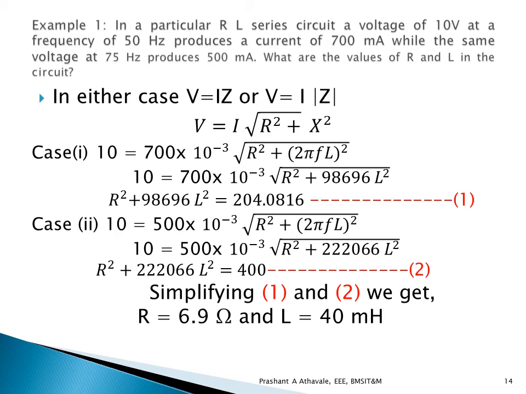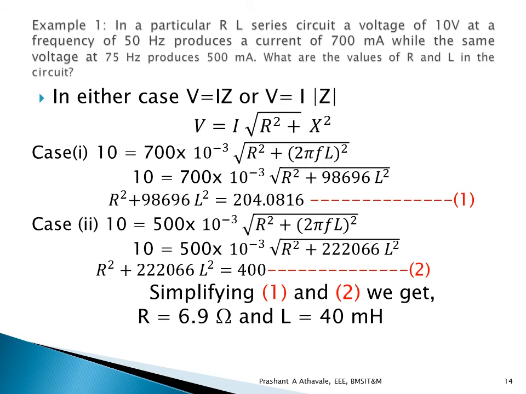And as per Ohm's law, I is equal to V by magnitude of Z. So for the first case, magnitude of the impedance is less, therefore current is 700 milliamperes. And for the second case, the magnitude of impedance has increased and therefore the current is also reduced. So this is how, and you can make changes, and you will get the expression 2. So solving the equation 1 and 2, you can get the values of resistance and the inductance.